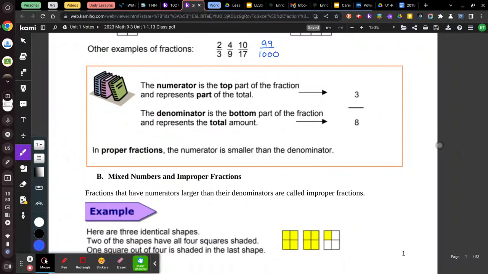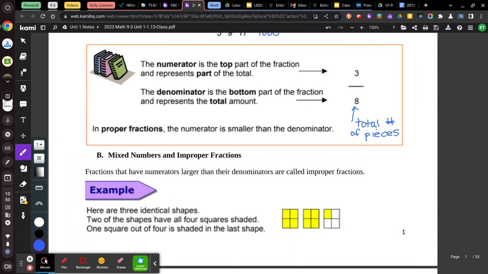So again, they're showing us what the numerator and denominator are. The numerator is how many parts of the whole you're talking about. And the bottom is the total number of pieces that your item is divided into. So this is the total number of pieces that you've divided something into. And the part on top is the part you're talking about. It's the part you've selected.